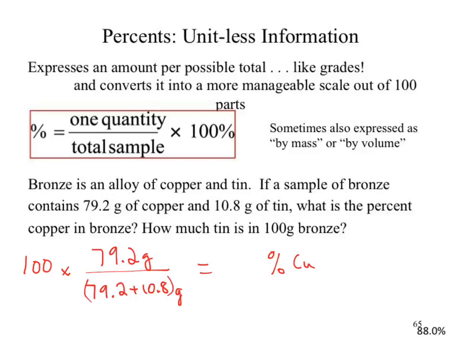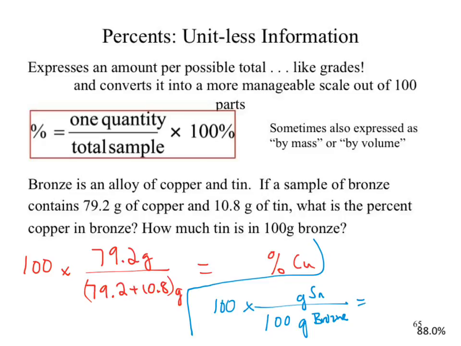What happens when we move to the next one? How much tin is in 100 grams of bronze? Okay, that's going to be a little bit more challenging. I want to know the grams of tin in 100 grams of the bronze. This has to equal what? The percent tin.